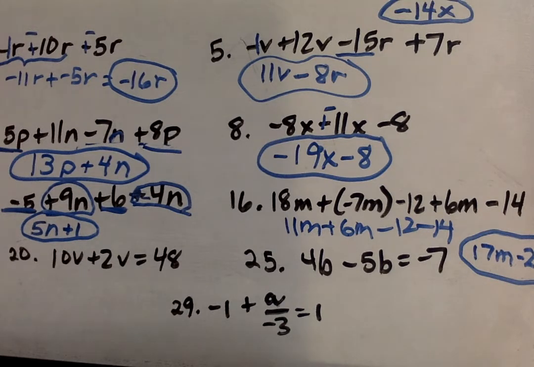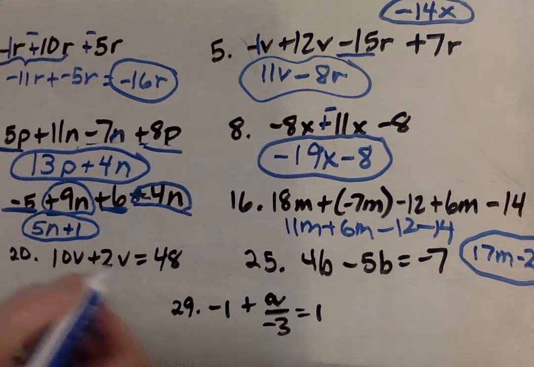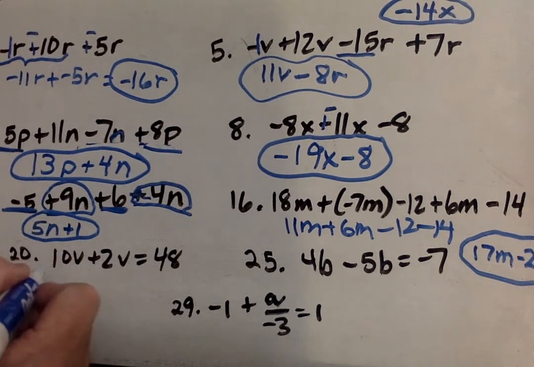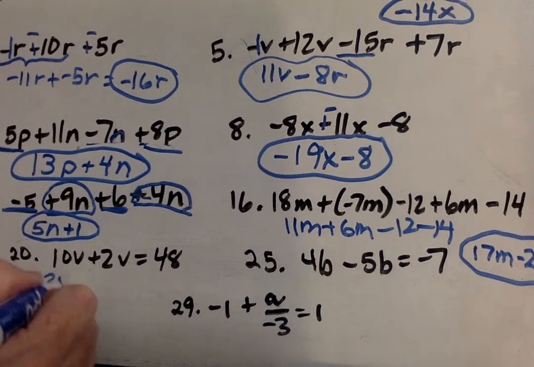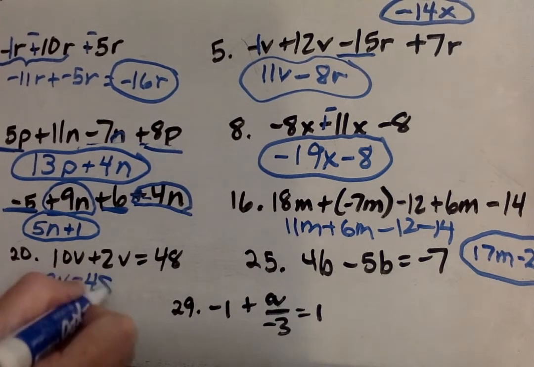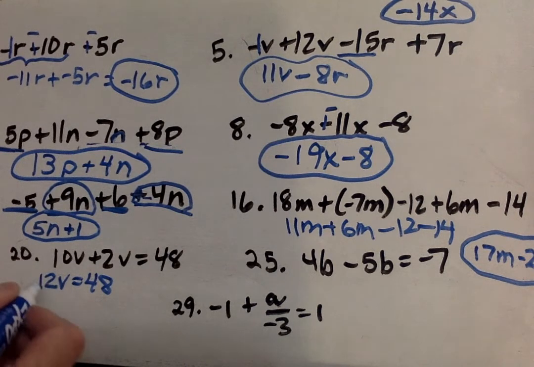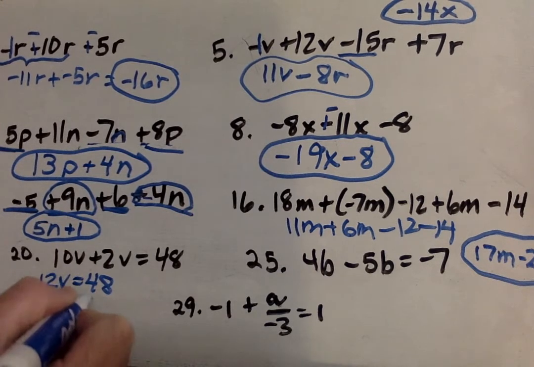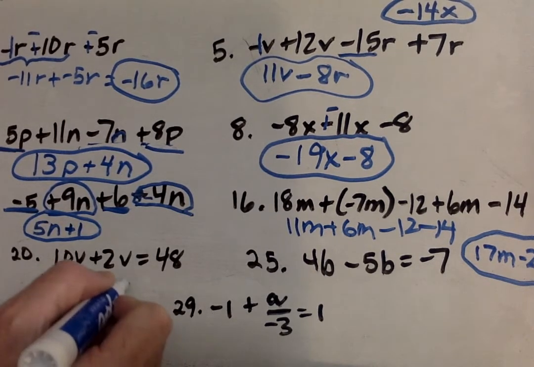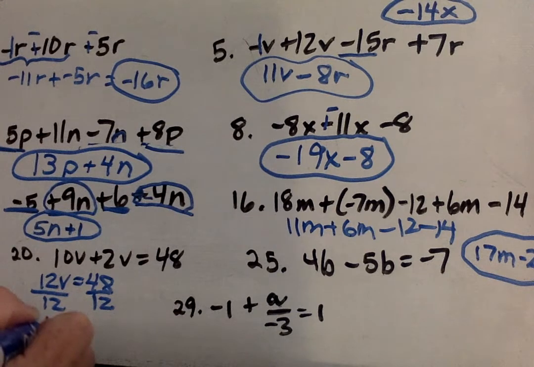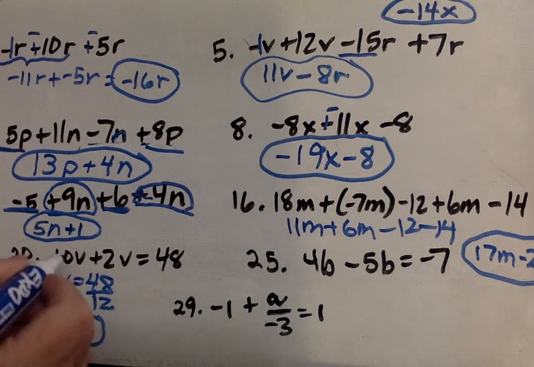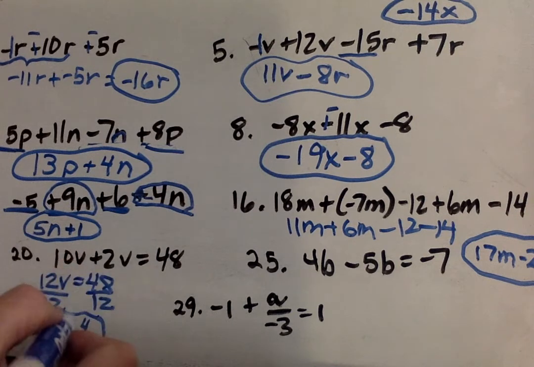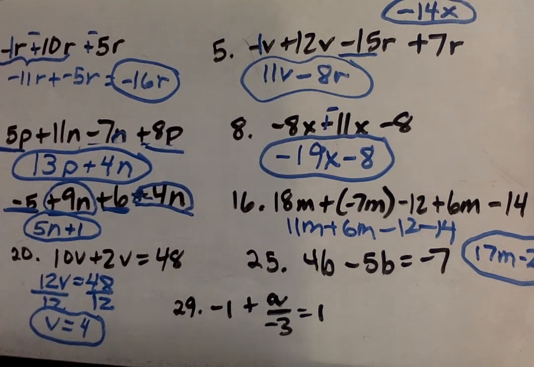10v plus 2v equals 48. So can we combine the v's? Why, yes, we can. 10 plus 2. It's a party. Now, since this is multiplication, we do the inverse operation and divide by whatever's in front of the variable. And then v equals 4. And if we want to check it, we could go ahead and put 10 times 4 is 40, plus 2 times 4 is 8, 40 plus 8 is 48, and it checks.